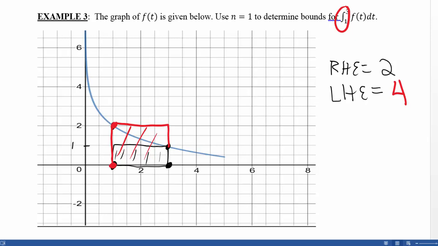Now, we want to practice plugging some things into the calculator so we can get really good at computing definite integrals. So let's go ahead and take a look at some examples and make sure we can plug things in to find the area under the curve.